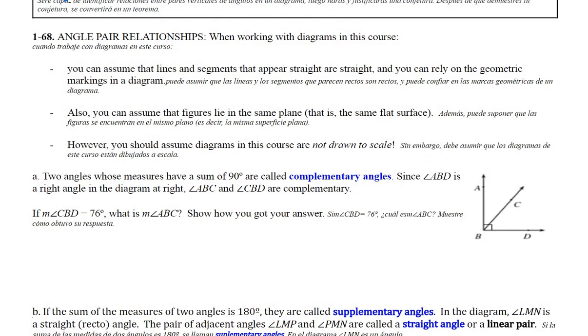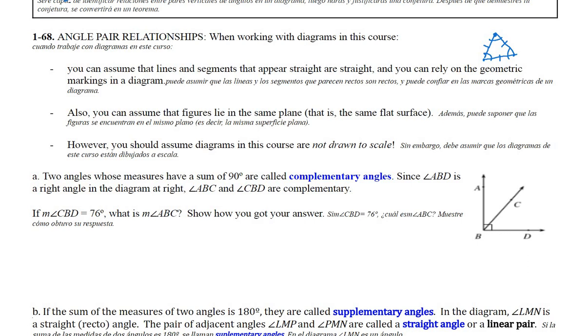Now 168. Angle pair relationships. When working with diagrams in this class, we can assume that lines and segments that appear straight are straight. And we can rely on geometric markings. So for example, you can assume that this is a triangle, even though, in truth, I didn't draw perfectly straight lines. And you can rely, if I do these markings, that all the angles are congruent, that all sides have the same length. You can assume that figures lie in the same plane.